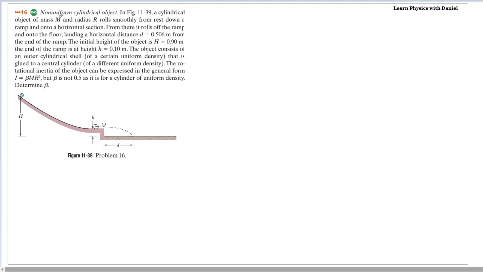So if we look at this problem, we see that we have a non-uniform cylindrical object, which means that I is no longer half mr squared. So we see that it starts at the top of this slope, rolls down without slipping, and then flies off this edge and goes a distance d.